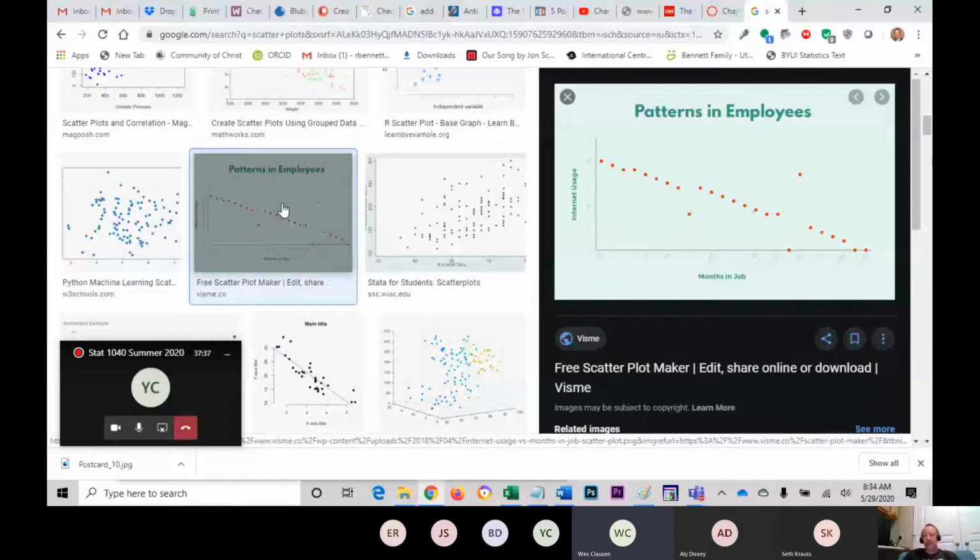Negative. Yeah, this is definitely a negative correlation. Looks like you might have a few outliers in this, but the general pattern is in the negative direction. Okay. How about this one?